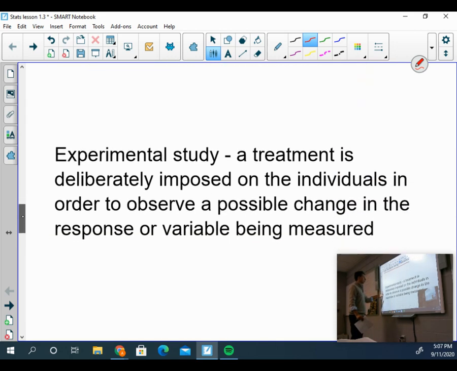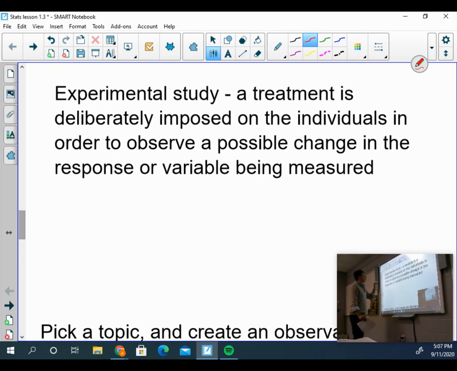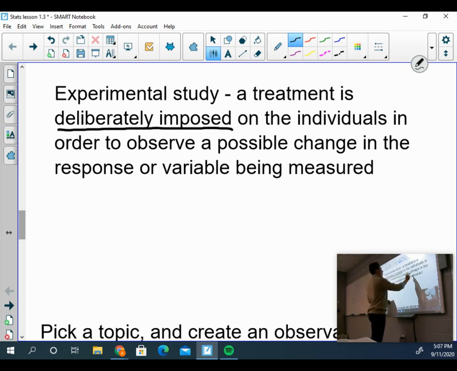An experimental study, on the other hand, is a treatment deliberately imposed on the individuals in order to observe a possible change in the response. The deliberately imposed change. We are trying to impact our subject's behavior, whether it's a person or a thing.